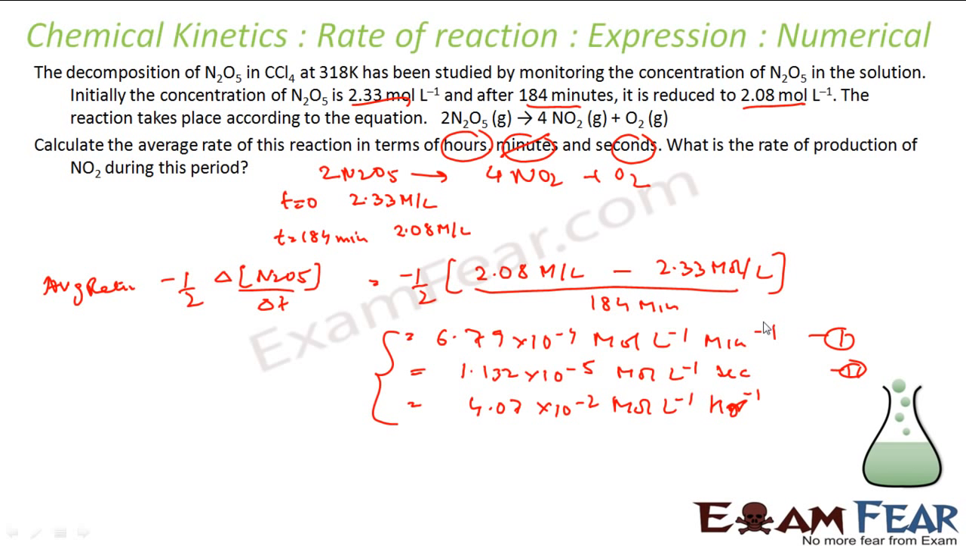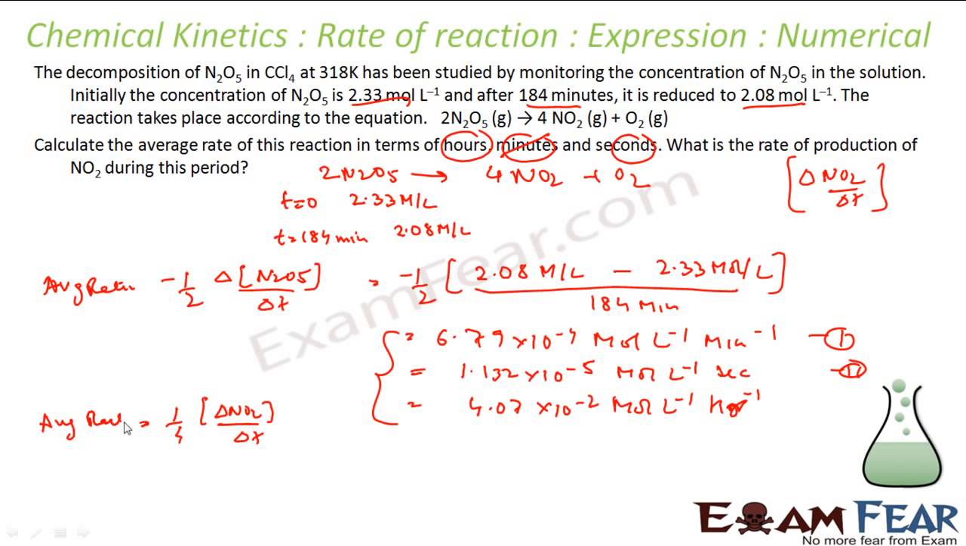This is done. The next question is, what is the rate of production of NO2? If you see, using average rate, I have to find actually nothing but delta NO2 by delta T. So if you see average rate, I can also write as nothing but 1 by 4 delta NO2 by delta T. Correct, because 4 is here. That's my average rate. And this value I know.